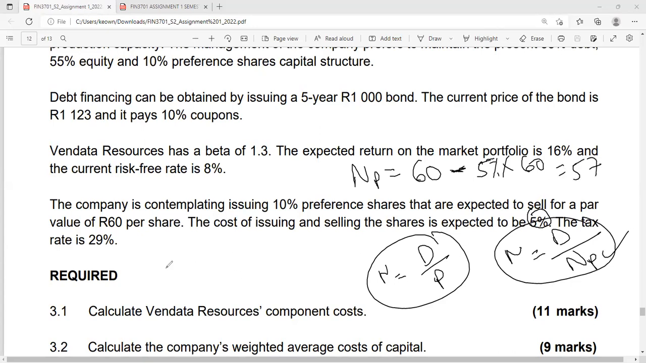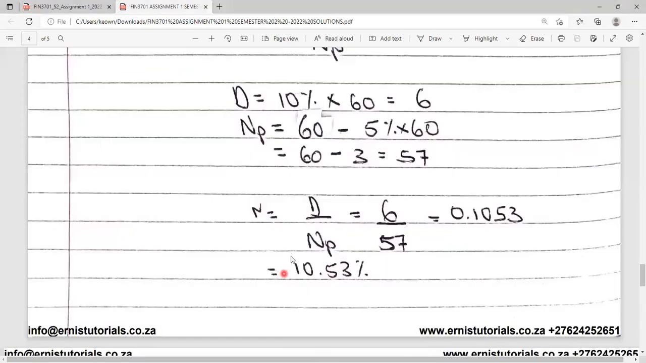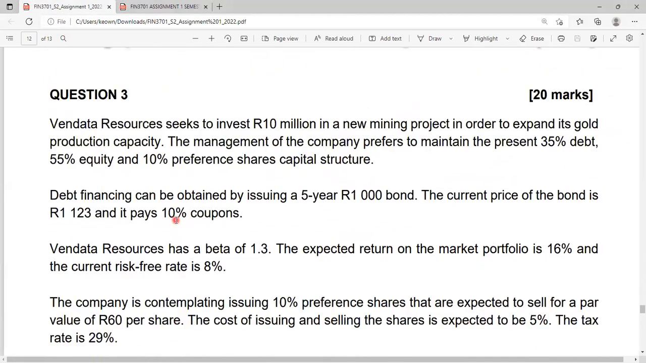And then our dividend is just going to be the dividend percentage on the preference share, which is 10%. 10% multiplied by our par value of 60. 60 times 10%, giving us 6, right? So 6 over 57. So the preference share dividend here would be 6. 6 divided by 57, giving us 0.1052, which is 10.52%. Okay? Or 10.53 if we round off correctly. So those are the costs, practice on these costs for existing and new, right?